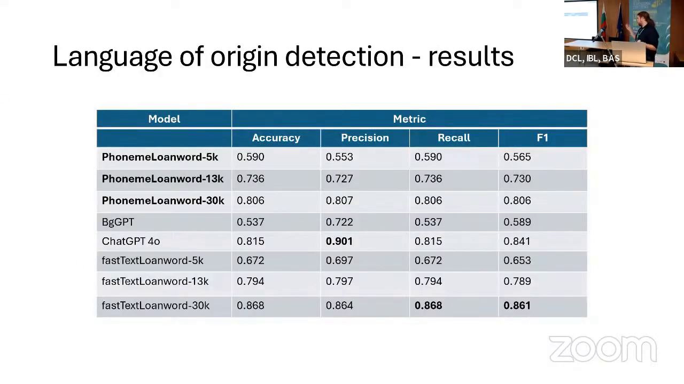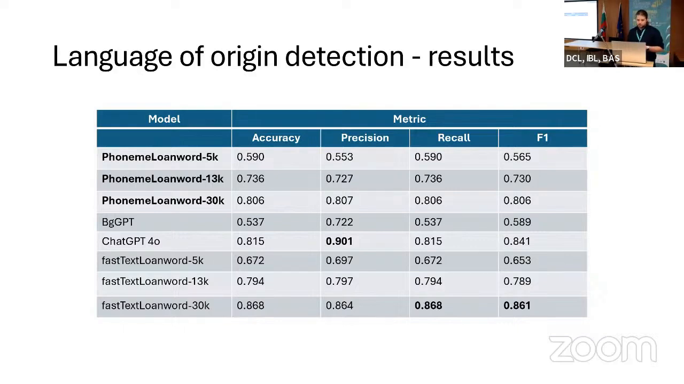From there, we have 3 models, and we compare those 3 models with BGGPT, ChatGPT 4o, and again the same model, but with the fast text embeddings. Here we can see that the metrics rise the more Bulgarian words we have in the data set. However, this just means that the classifier predicts every word as Bulgarian, and of course it will perform better the more Bulgarian words there are.